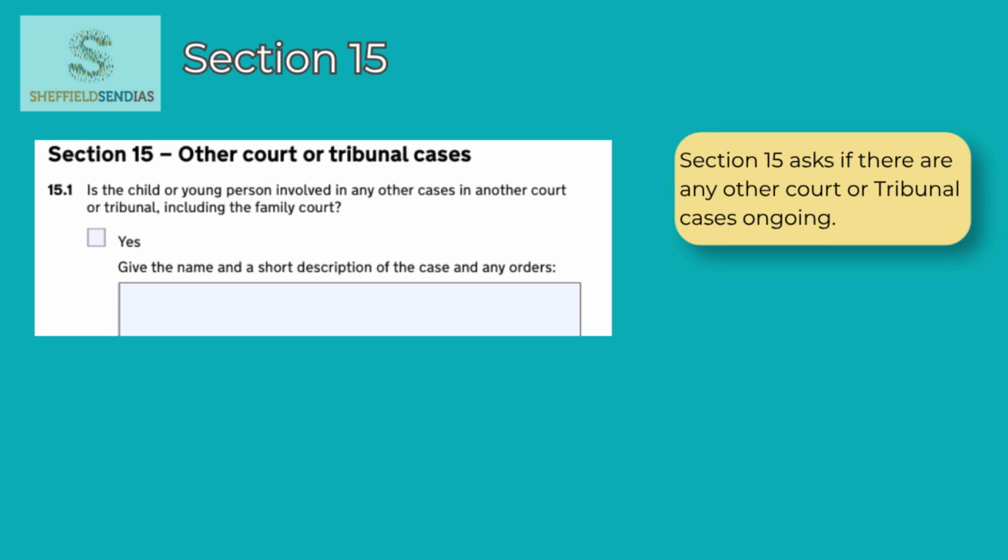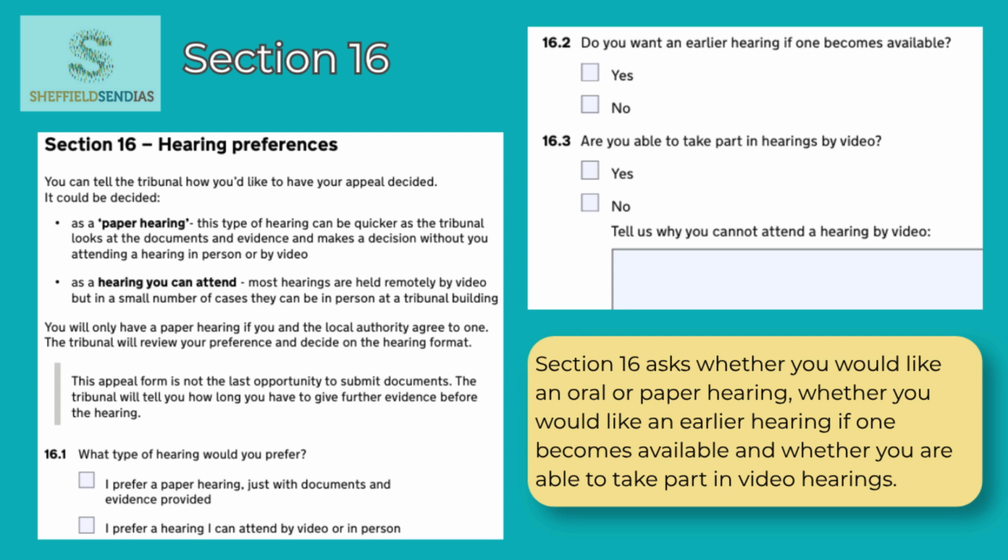Section 16 asks whether you would like a paper hearing or an oral hearing. Paper hearings are where the tribunal only looks at the documents and evidence which has been sent to them. These types of appeals can be heard a little bit quicker, but there is no opportunity for the judge to ask questions to clarify any information or for you to ask questions of the local authority.